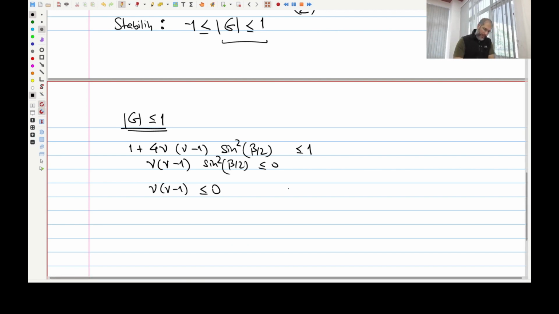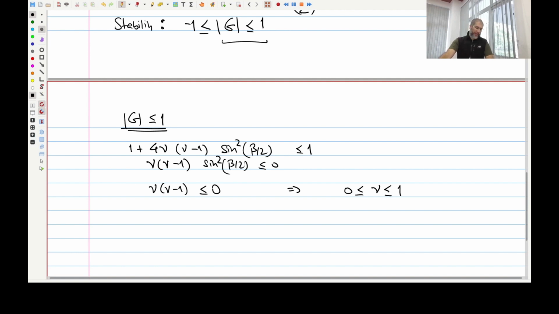And this is true when nu is between 0 and 1, right? So if nu is greater than 1, then nu times nu minus 1, so nu is greater than 1, nu minus 1 also becomes greater than 0, so it becomes positive. And if nu is less than 0, it's a negative number, then nu is negative and nu minus 1 is also negative, so you get a positive number.